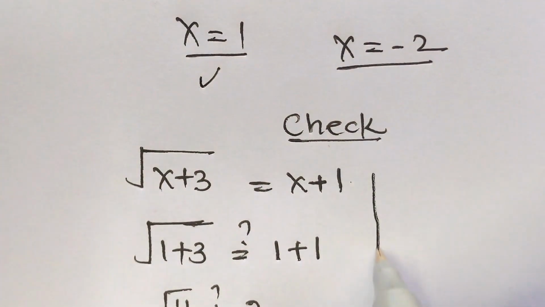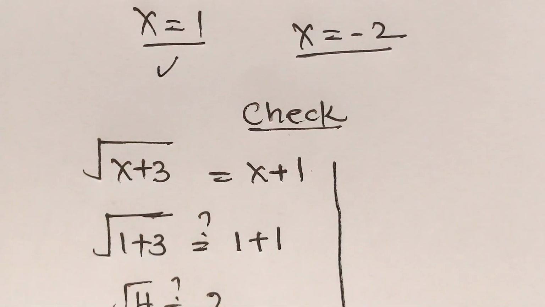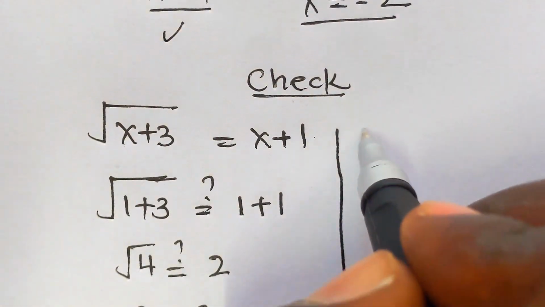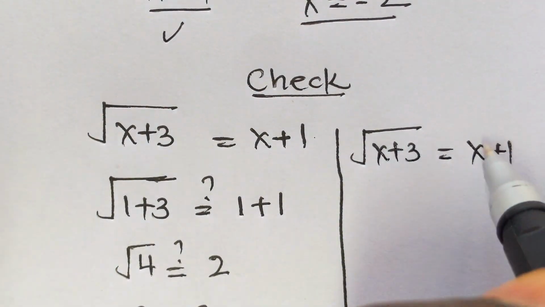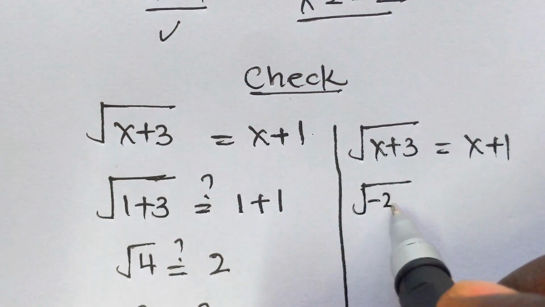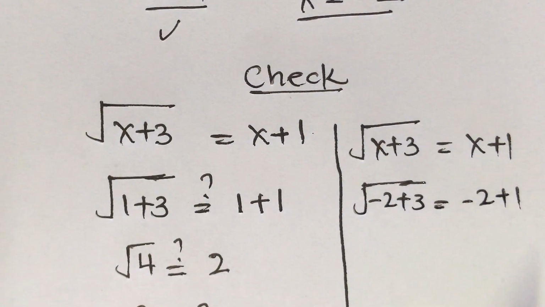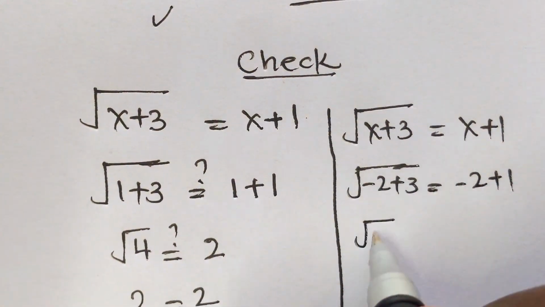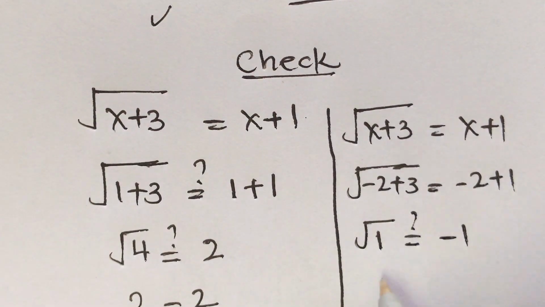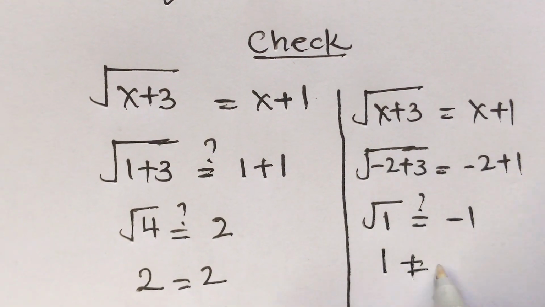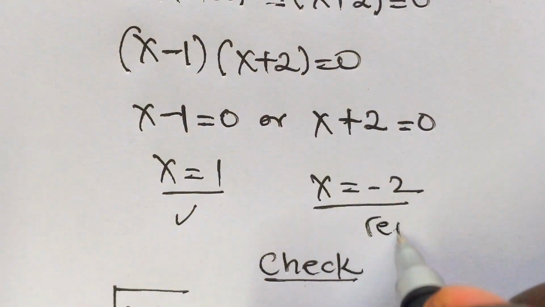Once we come to the other value, we plug in negative 2. We have square root of x plus 3 equal to x plus 1, and here I have square root of negative 2 plus 3 equal to negative 2 plus 1. Of course here we have square root of 1 equal to negative 1? Square root of 1 is equal to 1, which is not equal to negative 1, so we shall reject this one.